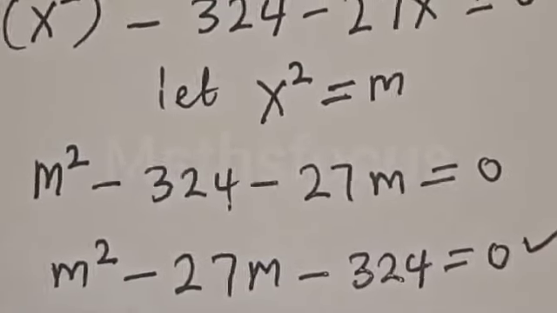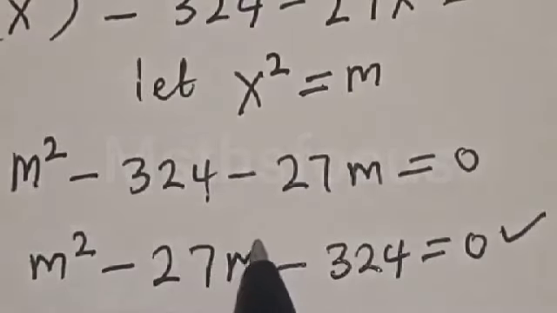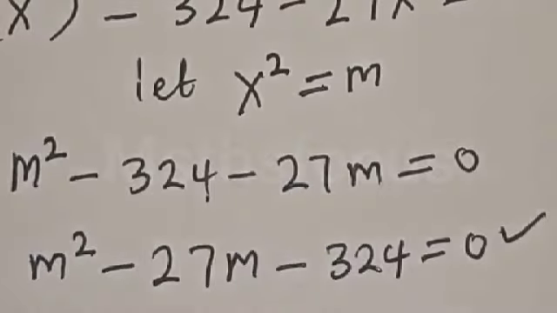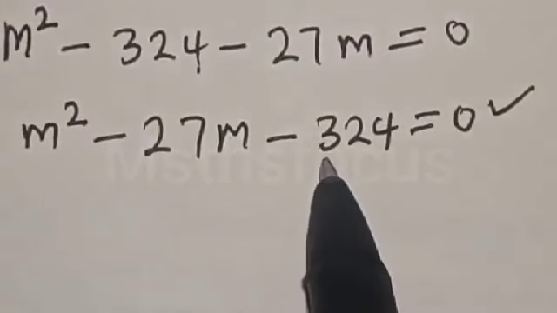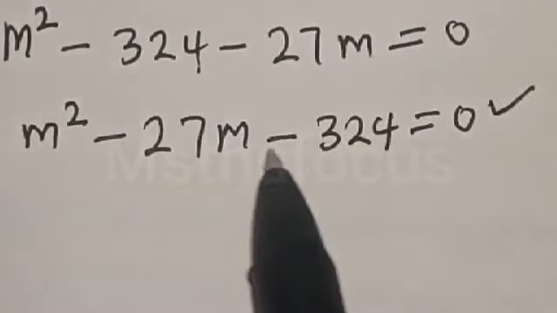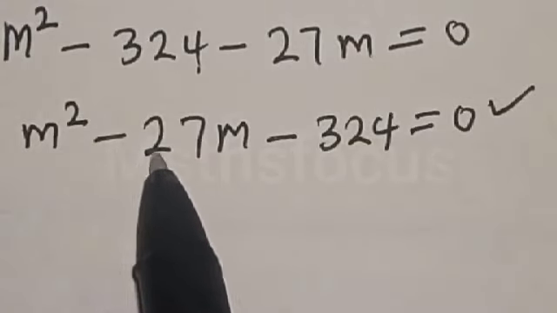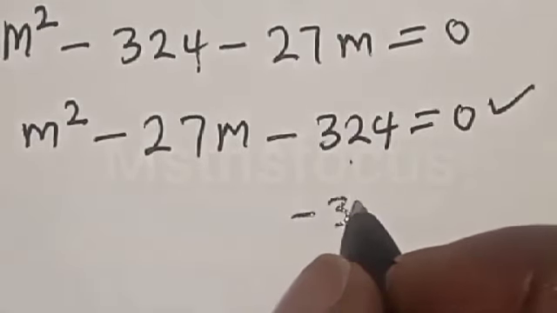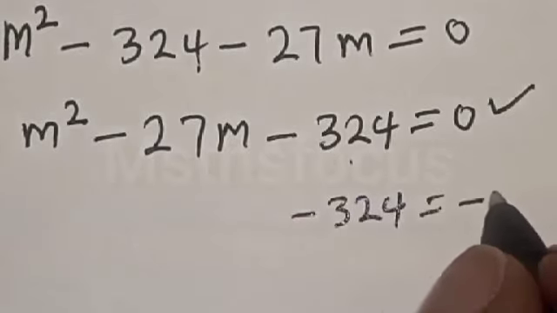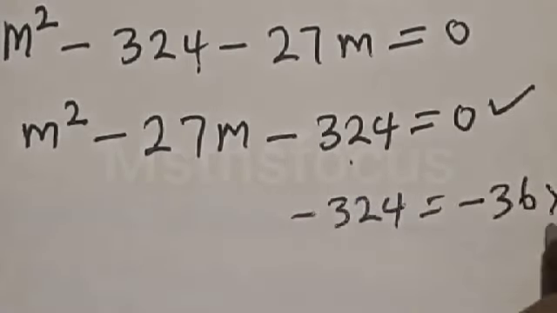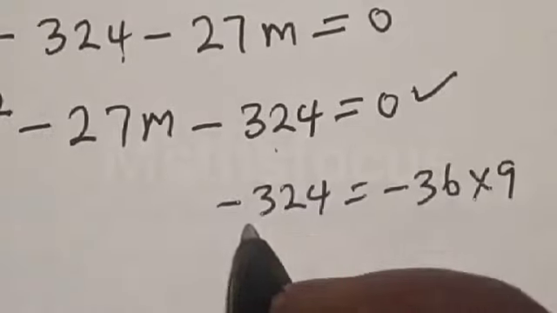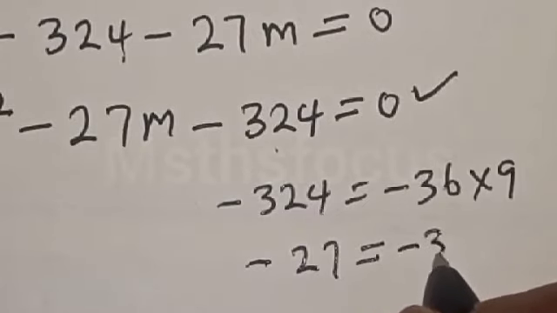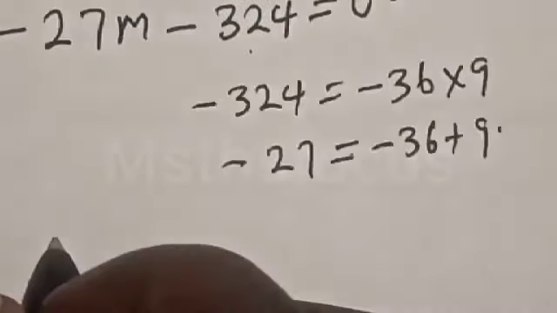This is a quadratic equation which can be solved using either the factorization method or the quadratic general formula. But in this case, I'm going to make use of the factorization method. We look for two numbers so that the product will give minus 324 and the sum will give minus 27. Minus 324 is equal to minus 36 multiplied by 9. Also, minus 27 is equal to minus 36 plus 9.